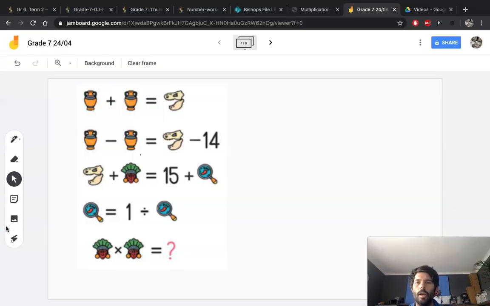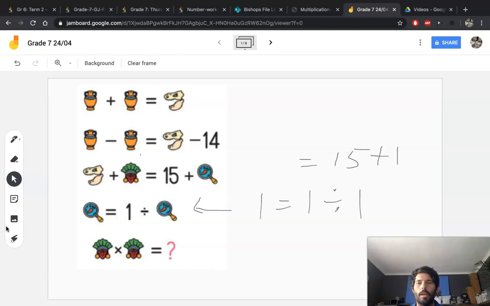Okay guys, so I worked this out using trial and error. I started off on the 4th line, and I just thought that 1 would be equal to 1 divided by 1. Okay, so that was my starting point. I then went in and said 15 plus that 1. So I know that the skull and the Indian headrest must be equal to 16.